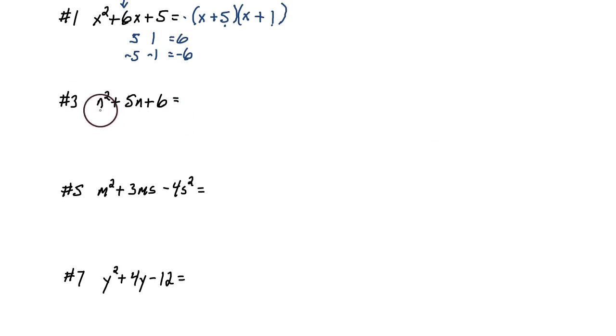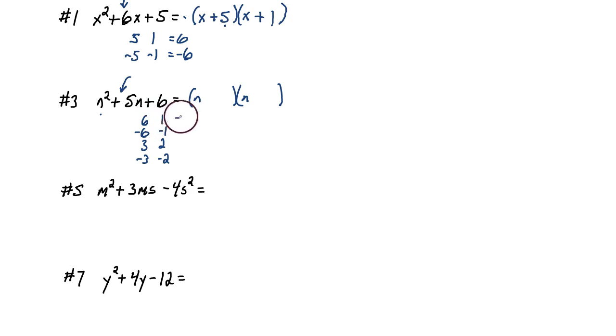Number 3. This is a trinomial, but it's not a perfect square trinomial because the last number is not a perfect square. Maybe it's still factorable. If so, it will make two parentheses. N times n is our n squared. Now let's consider how the last number could be positive 6. There are different possibilities. 6 times 1, or negative 6 times negative 1, or 3 times 2, or negative 3 times negative 2. Let's combine these together to see which pair of numbers will create positive 5n.